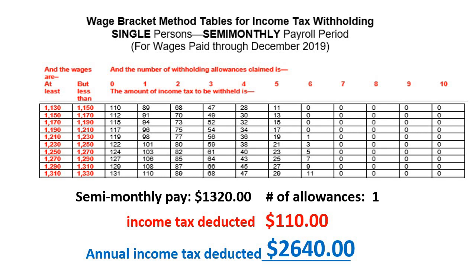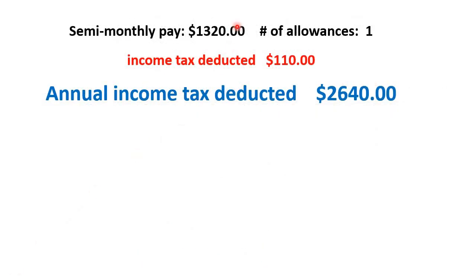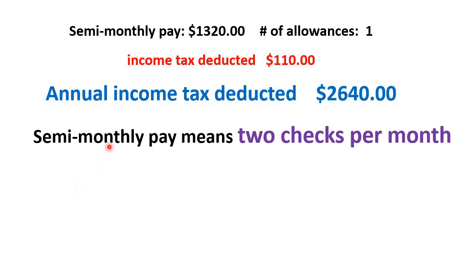How the heck did I get that? So here's that info. 1320, number of allowances was 1. We found that number in the table. How did I determine that the annual tax deducted was $2,640? Well, here's how. If I'm being paid semi-monthly, that means I get 2 checks per month, probably on the 15th and then the 30th or 31st, depending on how many days are in the month. Obviously in February, that's going to be 28, or this year it's 29.